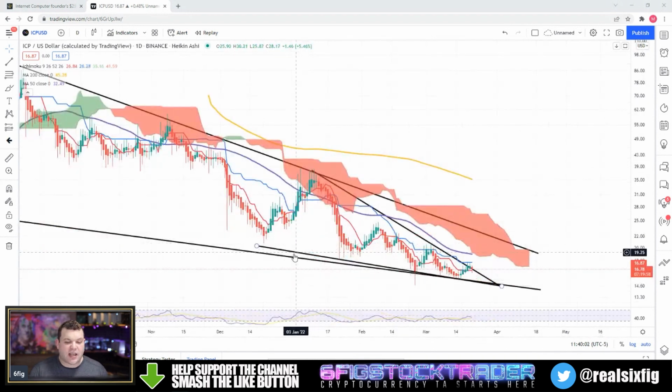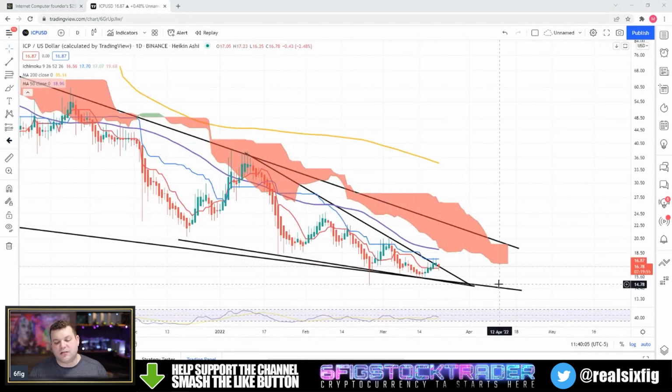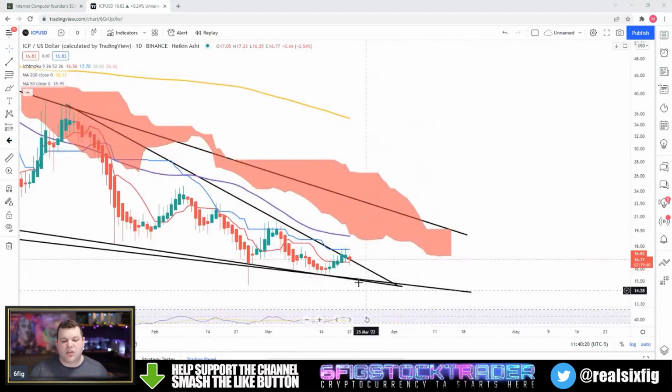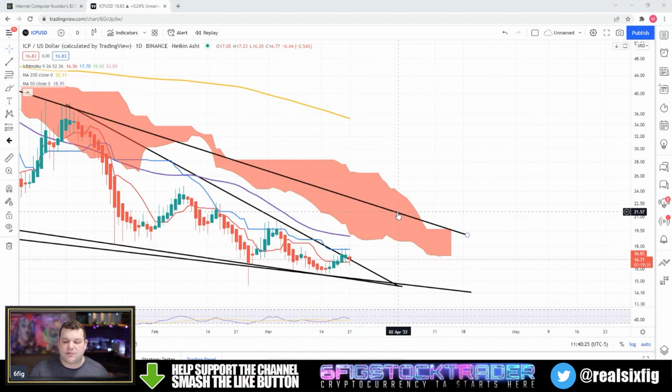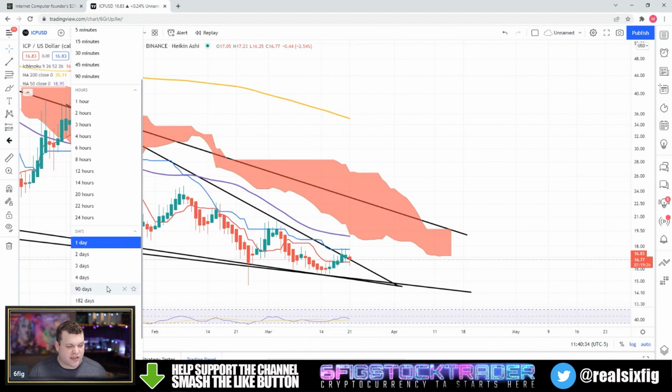In addition to that, we also have another little falling wedge on the daily chart, on all charts for that matter, going right now. So we can see that ICP has established this falling wedge pattern within a falling wedge. So I'm thinking there is a good chance that we will see ICP over the next month or so, the next few weeks, travel on up to around this $21-ish level. I do think that there is a good chance of that.